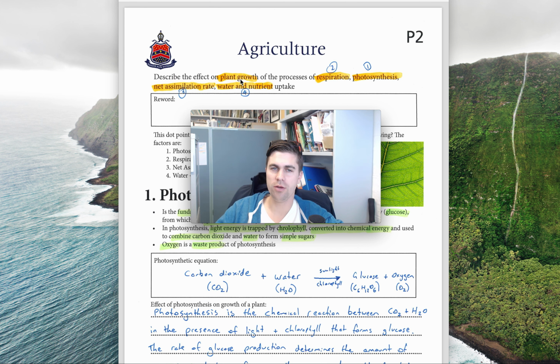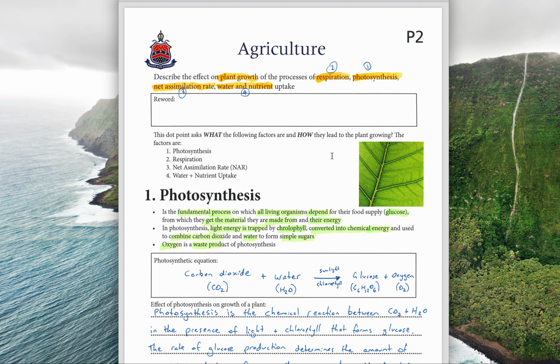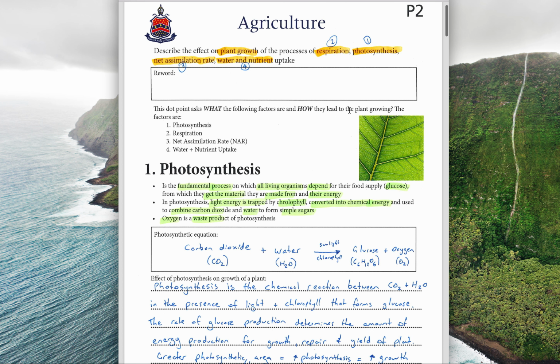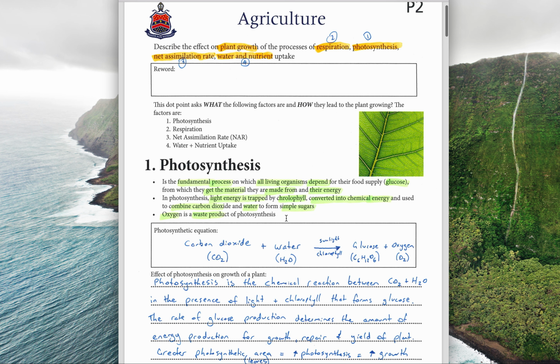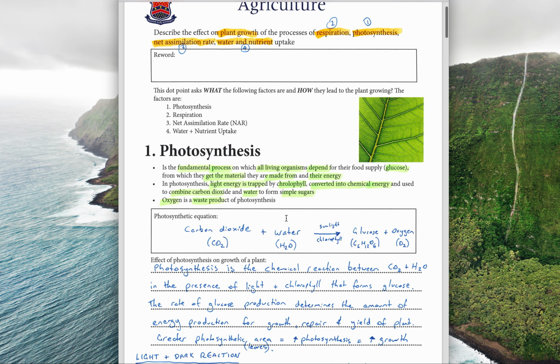Growth, or the effect on plant growth, of the processes of respiration, photosynthesis, net assimilation rate, water, and nutrient uptake. So these four things are all related to each other. That's why we're going to look at them together in the same dot point. First of all, I started with photosynthesis. I've done them slightly out of order, but I think photosynthesis is known by most people quite easily. So we'll start off with that, and then we'll move to the rest.